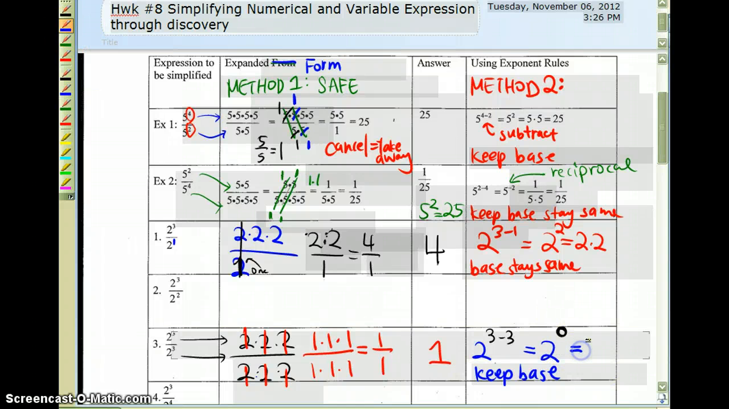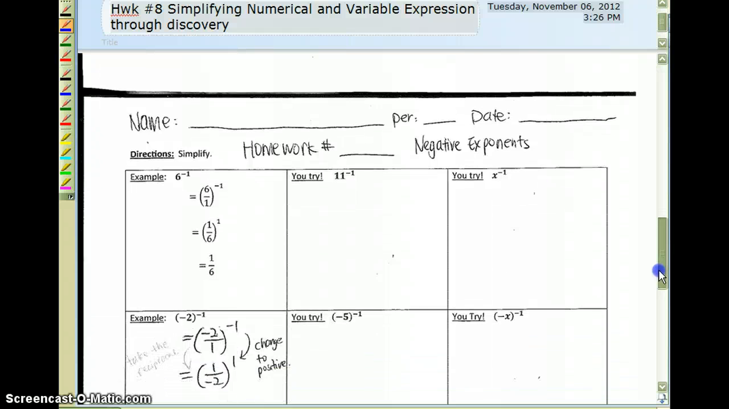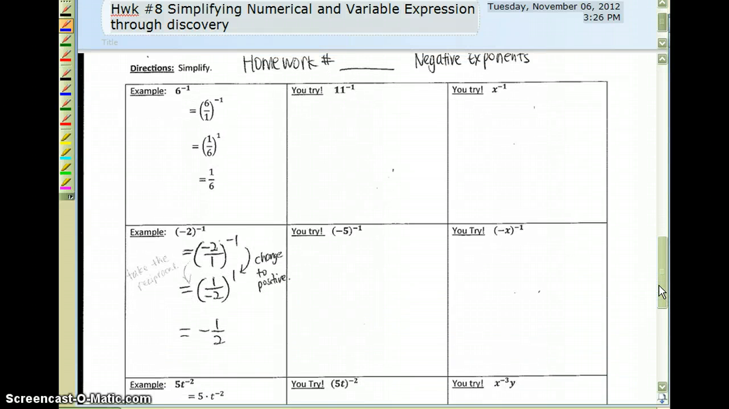Awesome, the answer would be equal to 1, because for all numbers, regardless of the base number, if the exponent is 0, then my power will equal 1. Perfect. On the back side of the worksheet, there are examples to the left side, and then 2 questions for you to try.